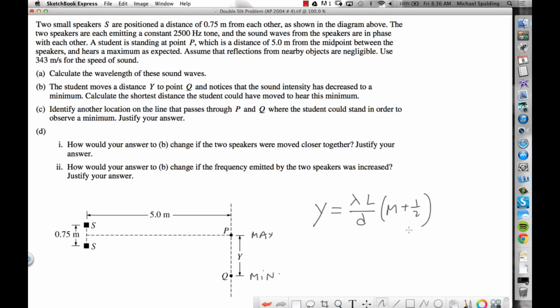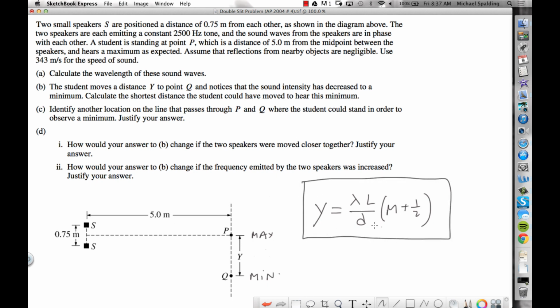Which one do we want for this situation? Do we want m or do we want m plus 1/2? Which one corresponds to the minimums? The minimums are where the waves cancel each other. You want the 1/2. If you're like, what the heck? Watch my lecture. I explain it in the lecture. This is all about waves either adding to themselves, constructive interference, or subtracting from themselves, destructive interference. So if you're dealing with a minimum, this is the equation.